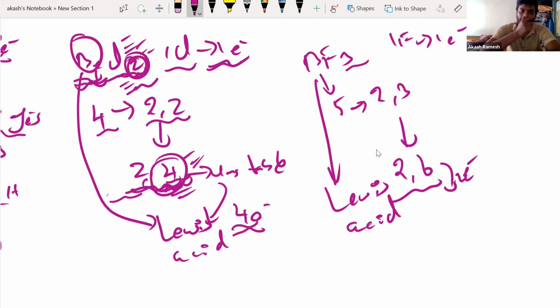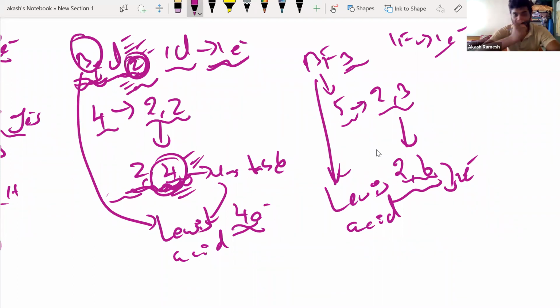Fine. So again, I hope you understand how this works. 5 is the atomic number, configuration 2, 3. 1 fluorine atom gives 1 electron, so 3 fluorine atoms will give 3 electrons. So the configuration will become 2, 6. That means it is still not octet satisfied, so obviously it can accept more electrons. So this is going to be called a Lewis acid.